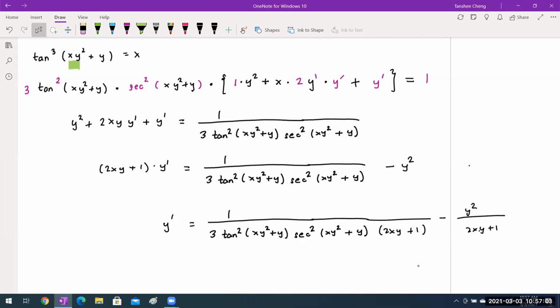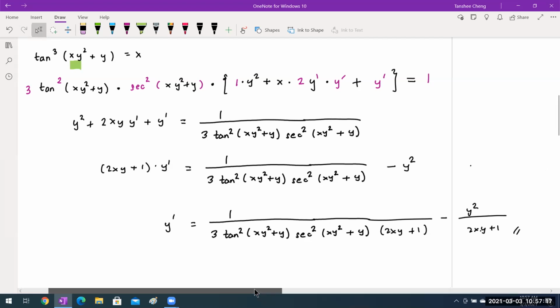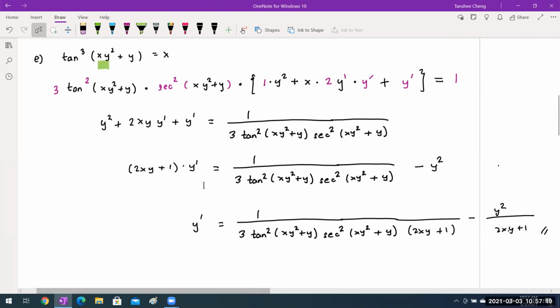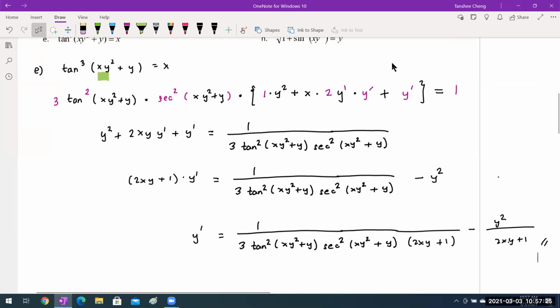And you can simplify further if you want to put it into the LCD or use the trig identity. But at this point, I'm going to stop right here. Okay? So it's basically like getting lengthy and ugly when you need to simplify this stuff. All right. Now let's take a look at our next example.